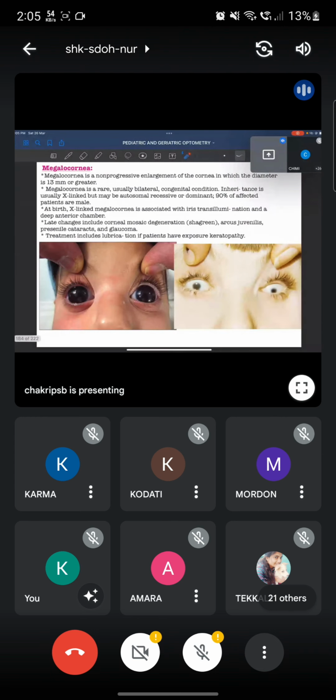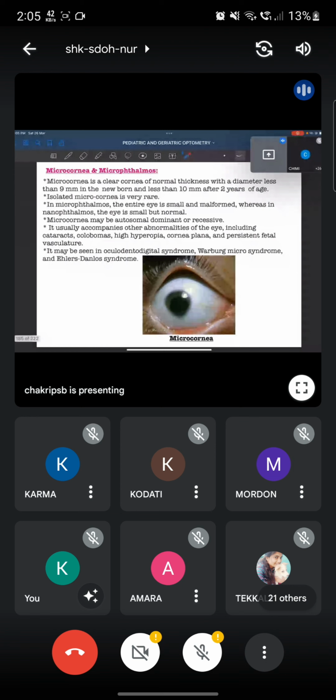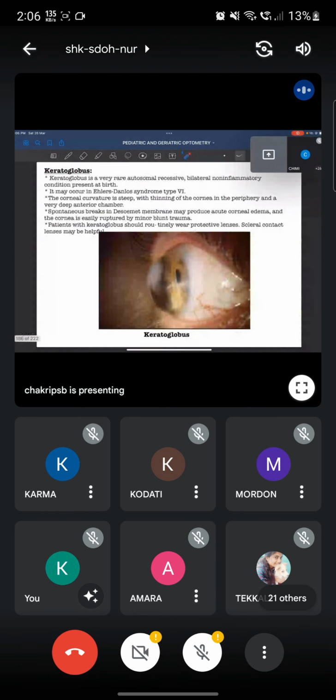And next is megalocornea. Megalo means enlargement of the cornea. So this is megalocornea, and this is microcornea or microphthalmos. These are conditions that will be visible at the time of birth in patients who are not fully developed or premature babies. So all this is seen in the examination room at the corneal level.